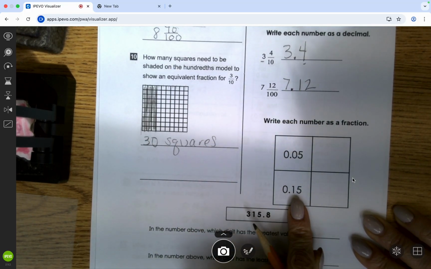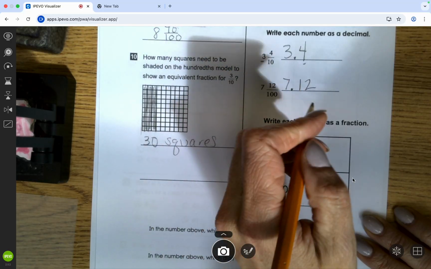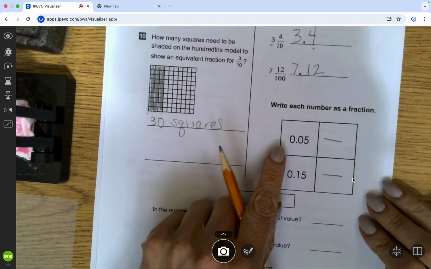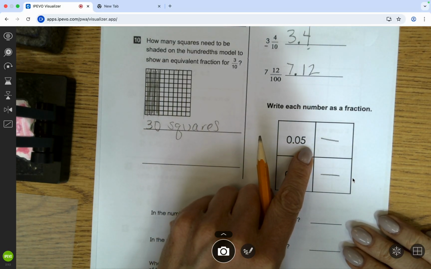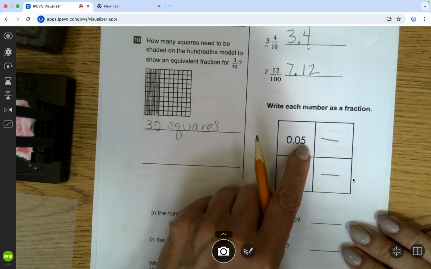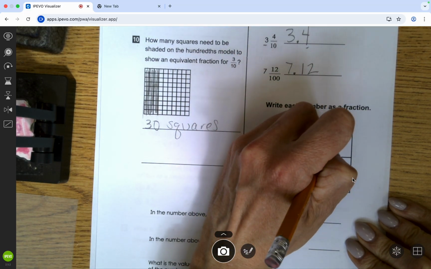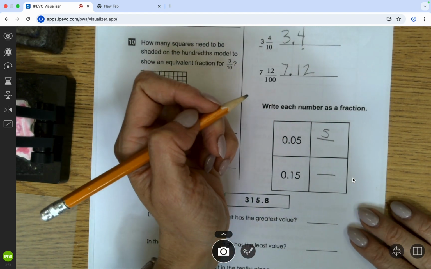These are not mixed numbers. They're just decimals. So there's going to be no whole number. So we can just write our fraction pieces. Melanie, what place value is the 5 in on the first one? Good, the hundredths place. So we're going to write 5, and what goes in our denominator? Beautiful. Say it. 100. Good.